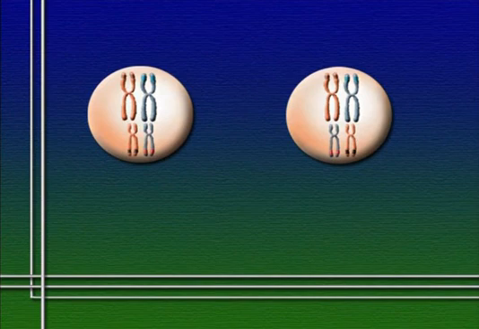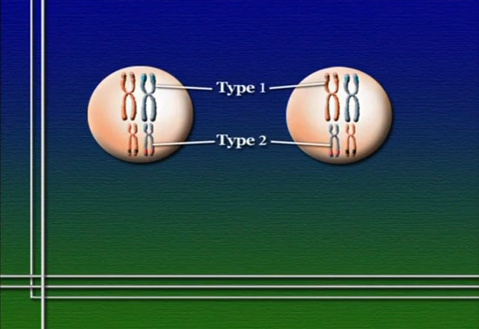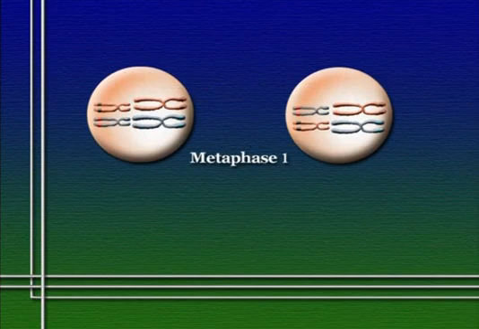Imagine, just to make this clear, an organism that only had two types of chromosomes. We'll call them chromosome type 1 and type 2. That would mean that the total number of chromosomes in the cell would be 4, representing these two homologous pairs. When the first meiotic division occurs, the homologous pairs separate, as I said. But these homologous pairs could line up at the first metaphase in two different ways.